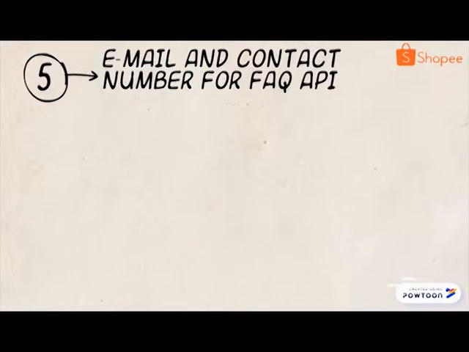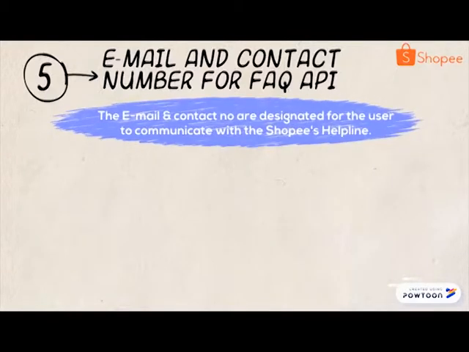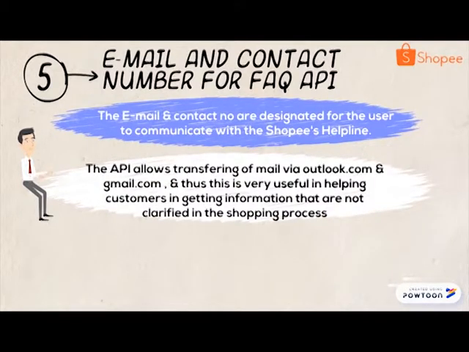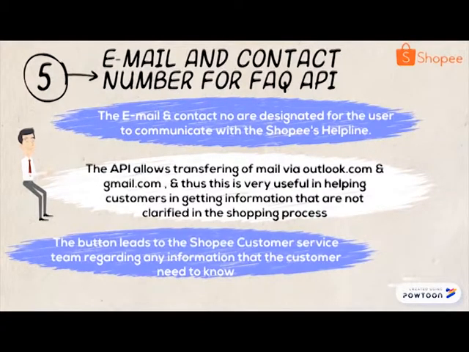And last, email and contact number for fax API. The email and contact number are designed for the user to communicate with the Shopee helpline. The API allows transferring of mail via Outlook.com and Gmail.com, and thus it's very useful in helping customers in getting information. The button leads to the Shopee customer service team regarding any information that the customer needs to know.